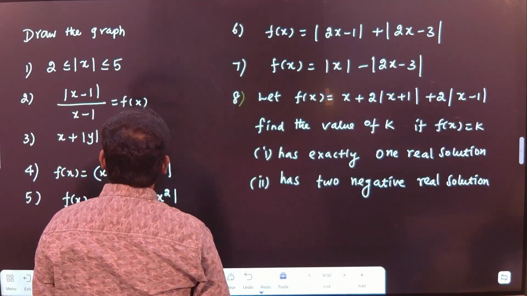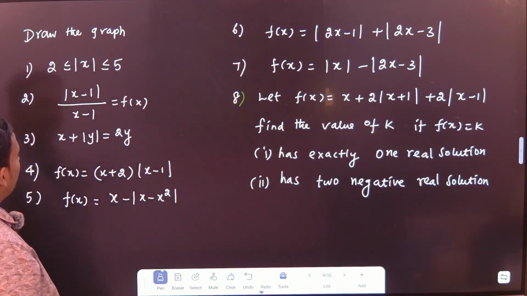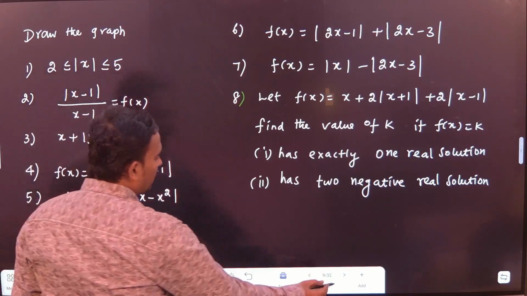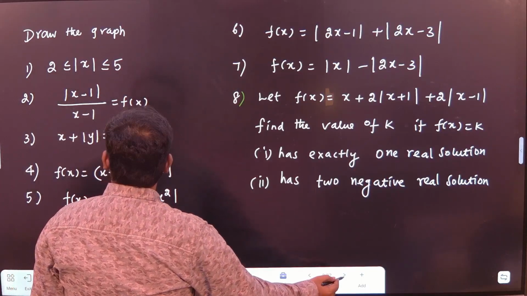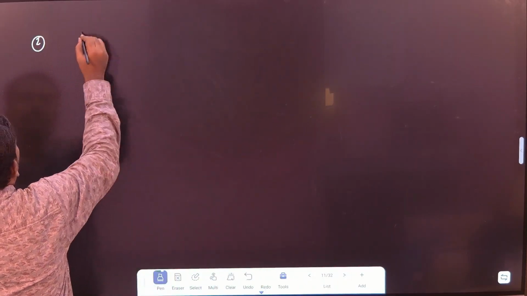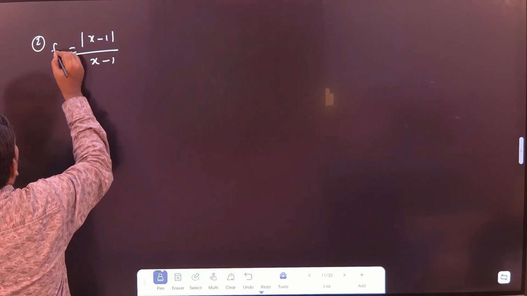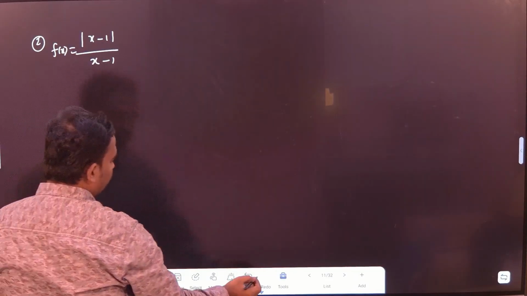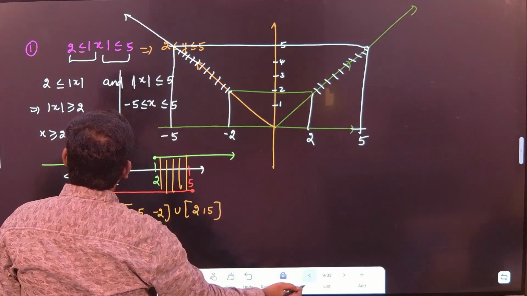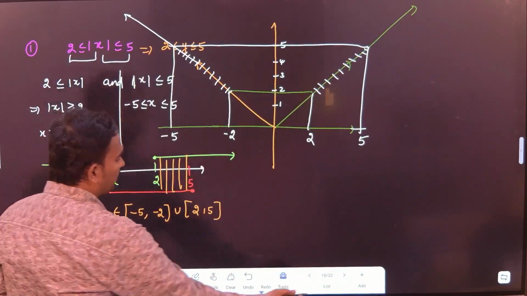You can see the next question is what? Mod x minus 1 divided by x minus 1. You can see the mod x minus 1. So the second one, mod x minus 1 divided by x minus 1, this is your f of x. Clear? Check it once, mod x minus 1 divided by x minus 1. How to draw the graph of this?